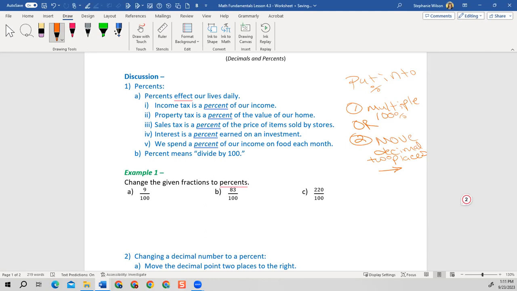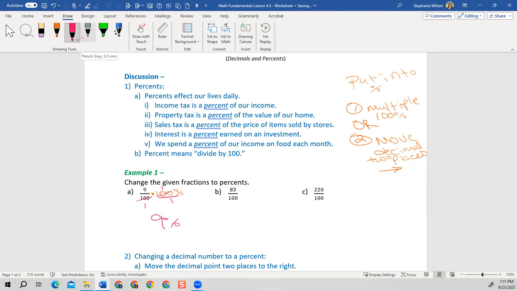So let's solve the first one. We have 9 100ths. We can multiply this by 100%. And I'm going to go ahead and write it over 1. And what do I notice? I notice that there's 100 in the denominator and 100 in the numerator, and they reduce, right? Now I have 9 times 1 over 1%.